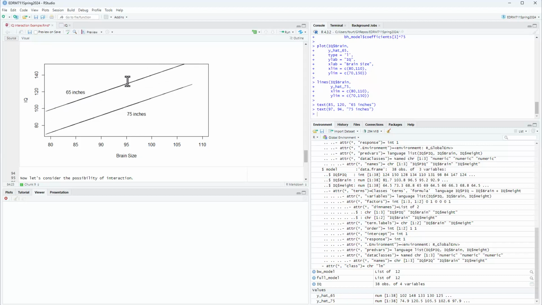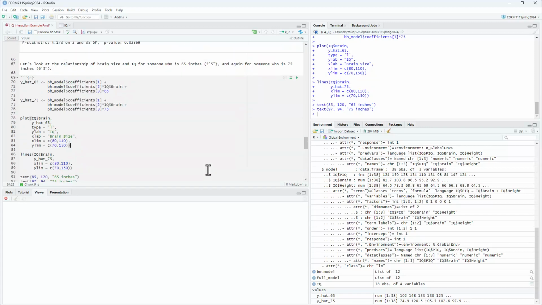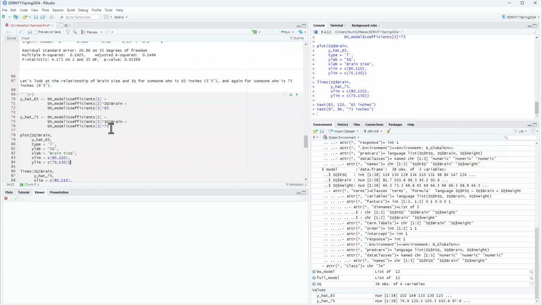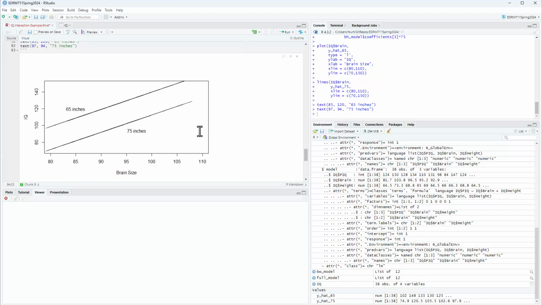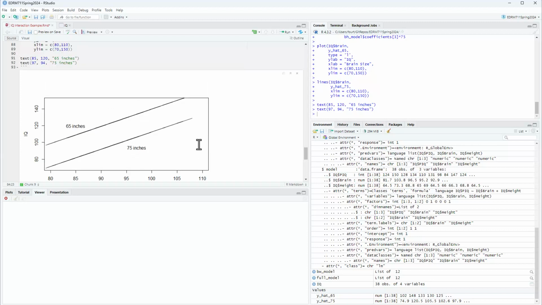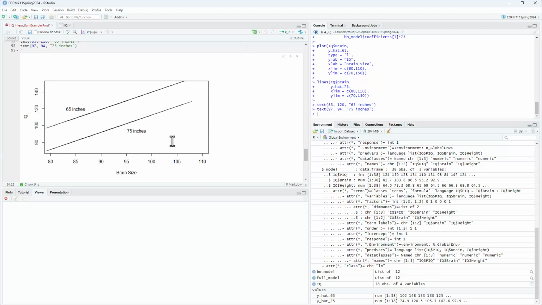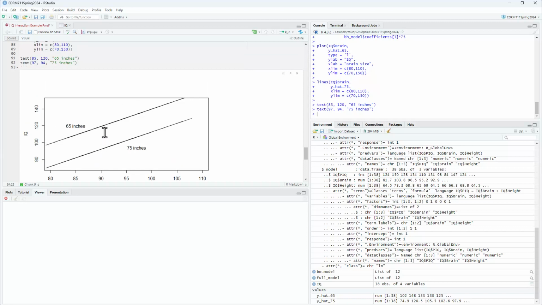As brain size increases, so does IQ. The same is true for 75, and in fact, they're at the same rate. Why? I had no other choice but to leave them at the same rate, because my model has the exact same coefficient, regardless of whether you're at 65 or 75. It has the exact same coefficients in, so the slope's going to be the same. So these are necessarily going to be parallel lines.